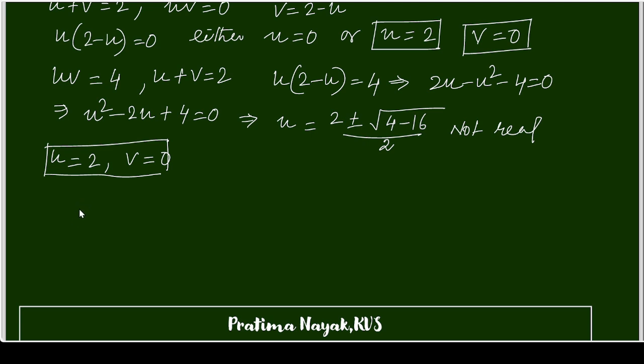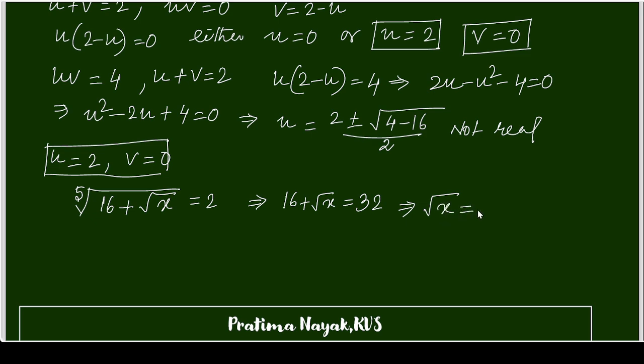So what was u? u was fifth root of 16 plus square root of x equals 2. That means 16 plus square root of x is equal to 32, or square root of x is equal to 16. This gives us x is equal to 16 squared, so x equals 256.